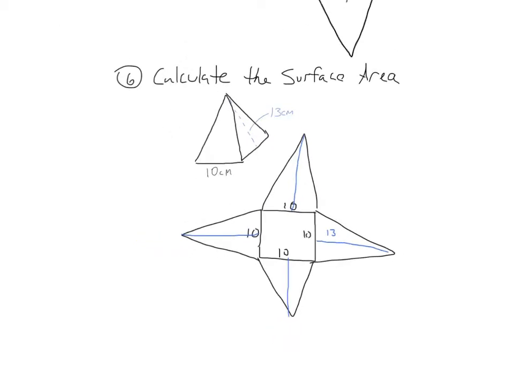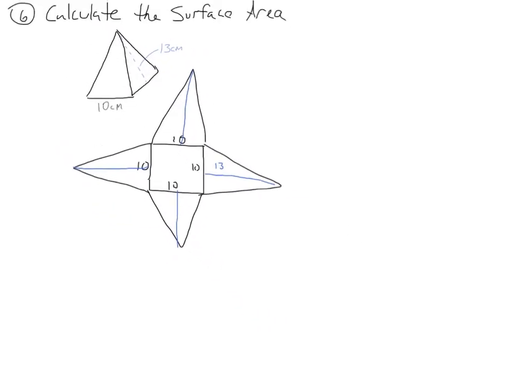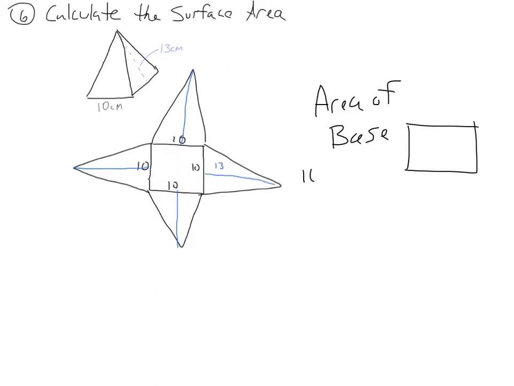So how do we find the surface area of this pyramid? Well, let's start by finding the area of the base. I'll put a little box there. That'll be our answer. So the area of the base, well, it's the square. It's 10 times 10, so it's 100. We're talking about centimeters, so it's 100 centimeters squared.